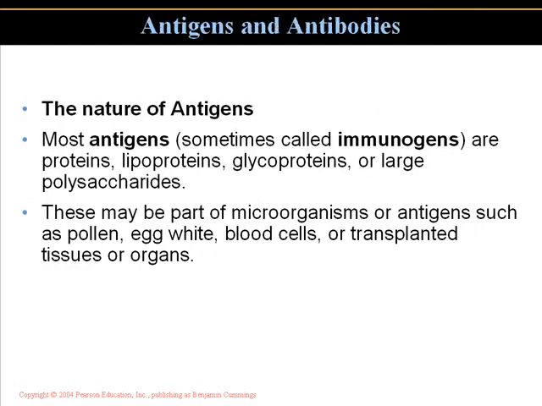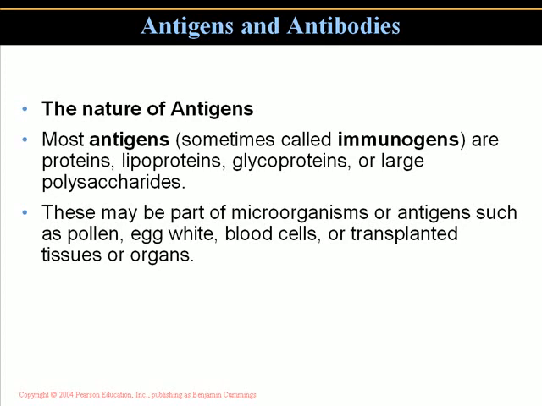The nature of antigens and antibodies: the relationship here is the foreign invader, the antigen. Some are called immunogens, but we refer to them typically as antigens. Antigens basically are proteins, lipoproteins, glycoproteins, or polysaccharides. I think that's a test question. If not, it was in the test bank, and I either used it or didn't. I can't remember, but when we do the review, I'll see if it's on there. But most antigens are proteins, lipoproteins, glycoproteins, or large polysaccharides.